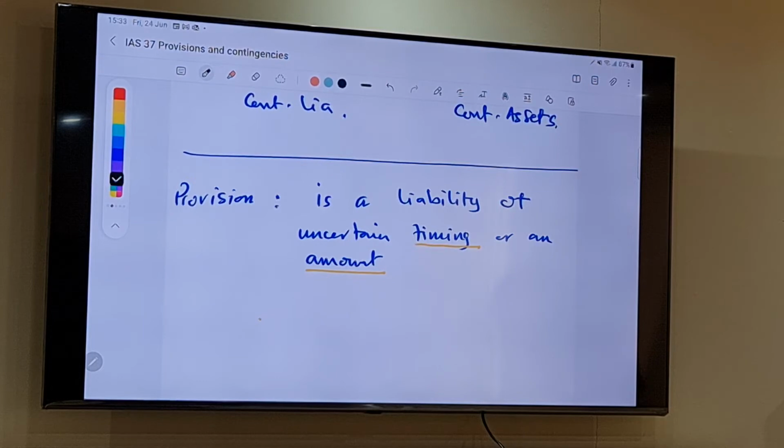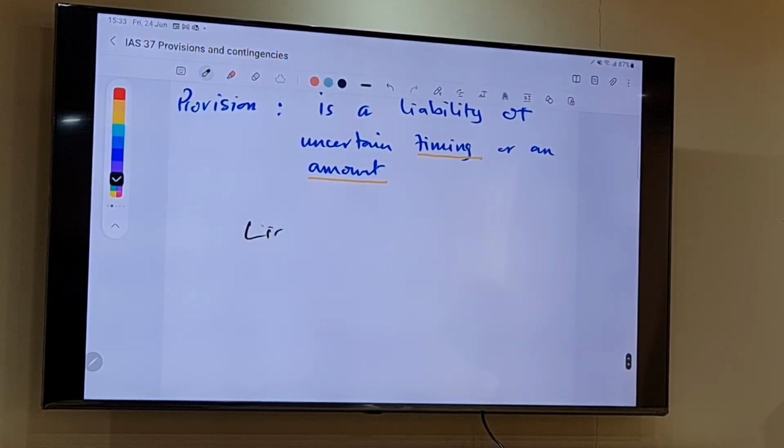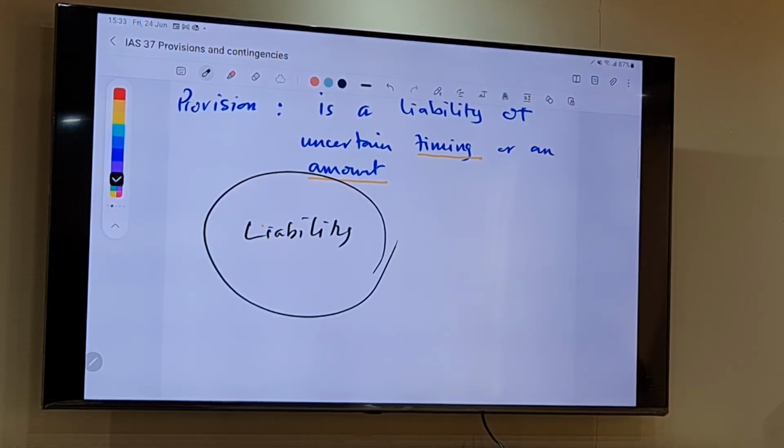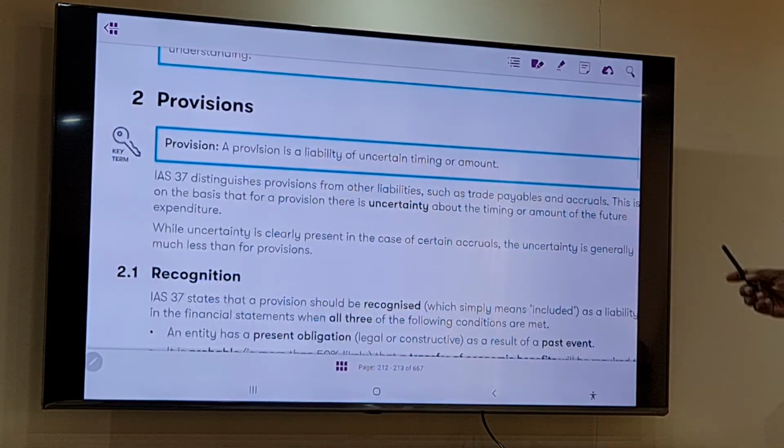Now, when I say liability, and if I draw a circle like this, provision is one sub-circle of the liability. So provision is an example of a liability. Clear? So that is the definition that they are explaining here.